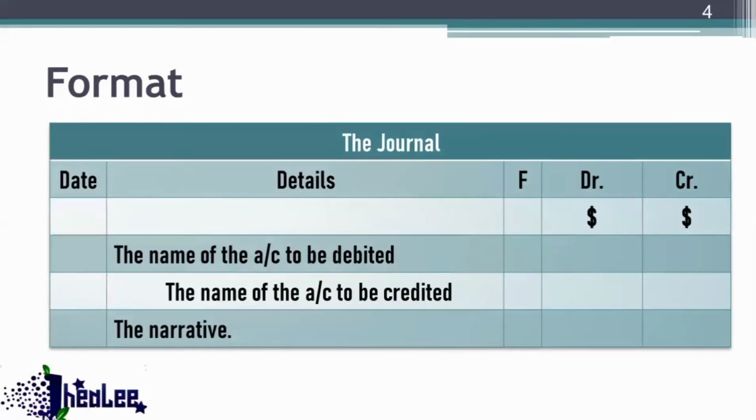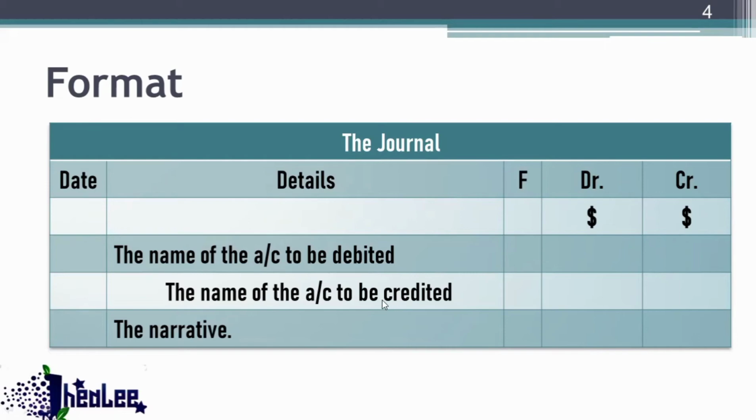So we have the layout of the general journal, or you can simply call it the journal. Your title is important. So whether you write the general journal or simply the journal, it's the same. Your date, which is very important in accounting because you need your date to serve as evidence as well of when the transactions took place. The details, your folio, a column for debit, one for the amount to be credited.